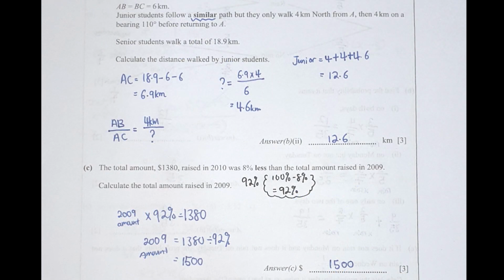At section C, the total amount 1,380 raised is actually less than the total amount raised in 2009, which means that your original amount is actually bigger. Hence, original times 92% equals 1,380. By shifting the 92% to the back, you divide it and you get your result as 1,500, which qualifies as the setting set by the question, where in 2009 you raised more.